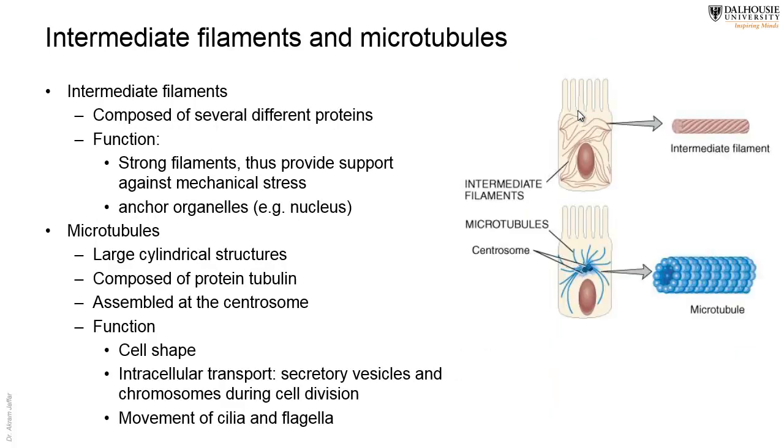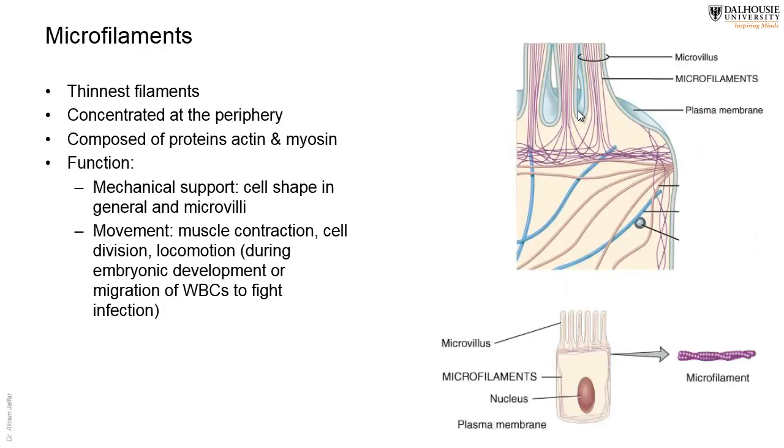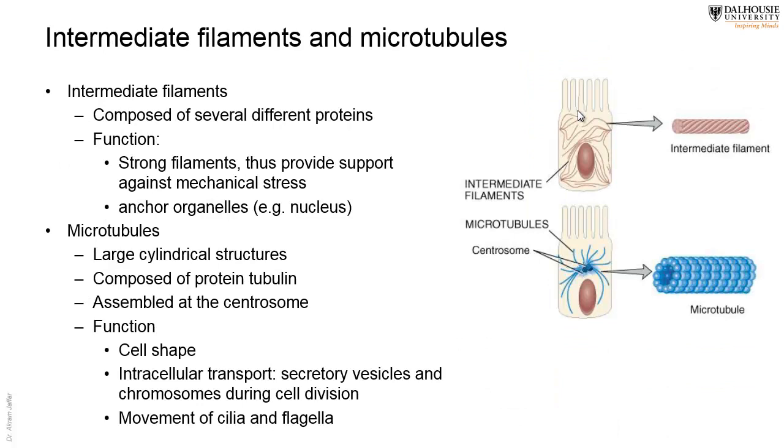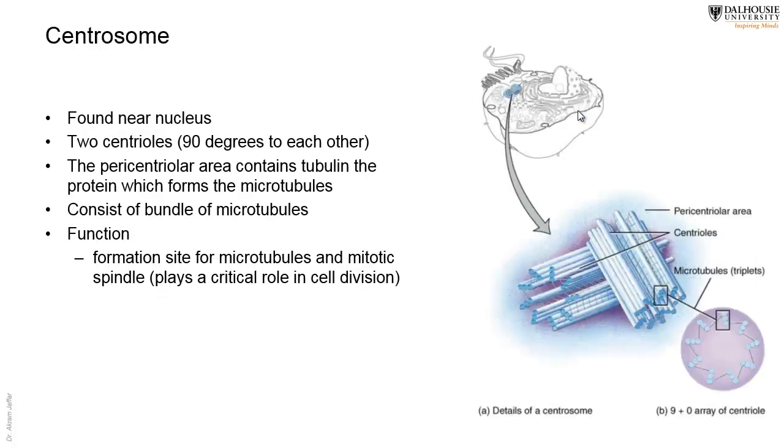The others are the intermediate filaments. They are thicker and stronger than the microfilaments. And then we have the microtubules, which form cylindrical structures. They contain the protein tubulin, while the microfilaments contain the proteins actin and myosin. And the intermediate filaments contain several types of protein, but the microtubules contain the protein tubulin, and they are assembled in the centrosome, another organelle of the cell, and they are important for the cell shape and movement of the cilia and flagella.